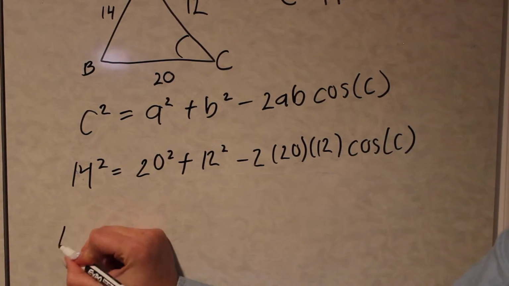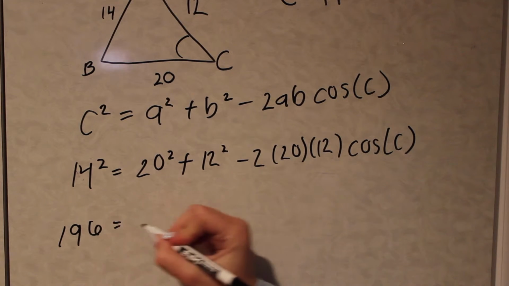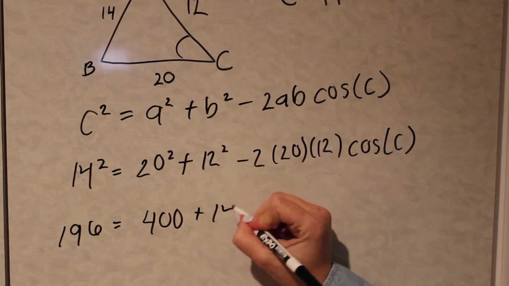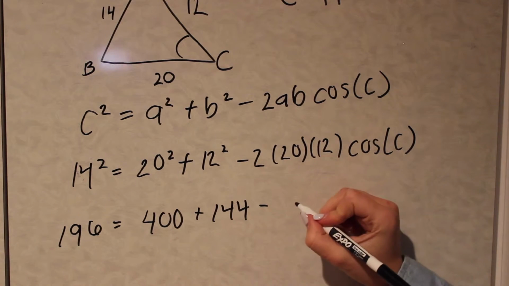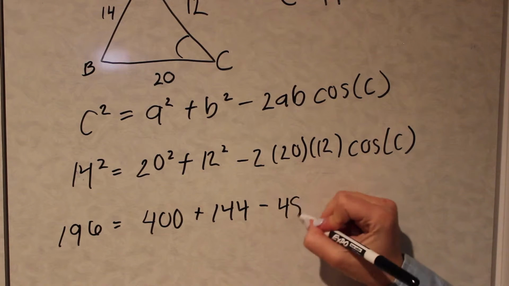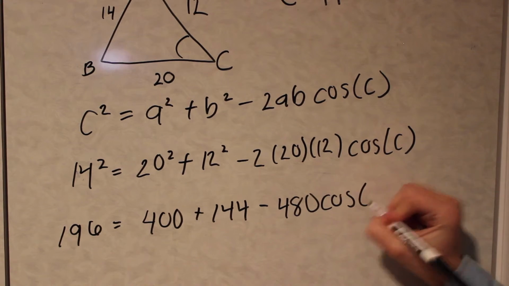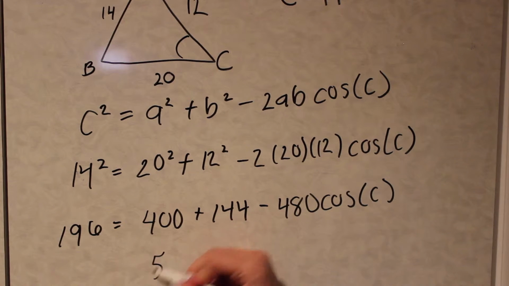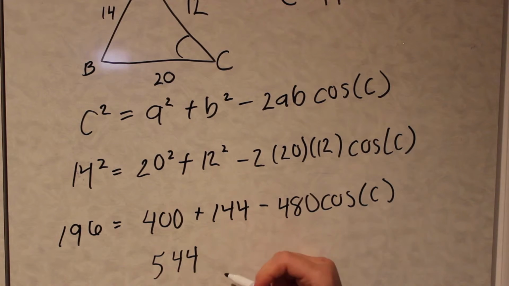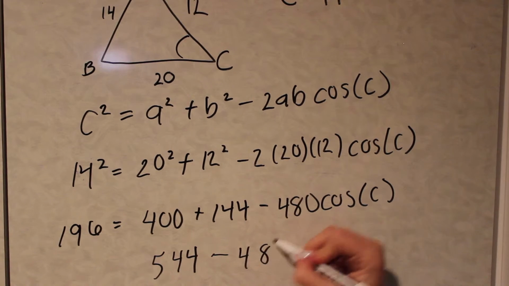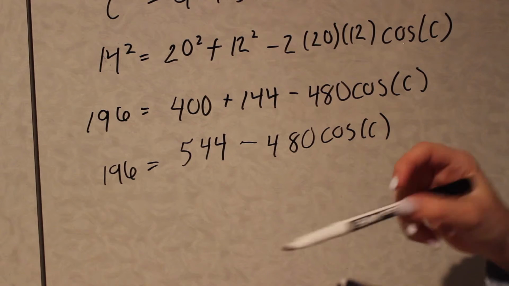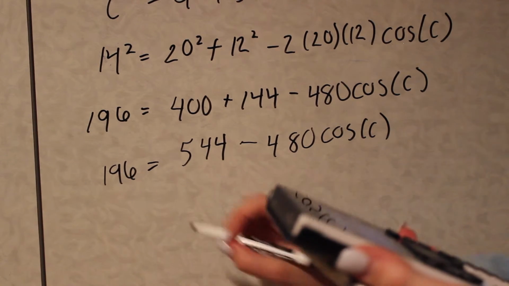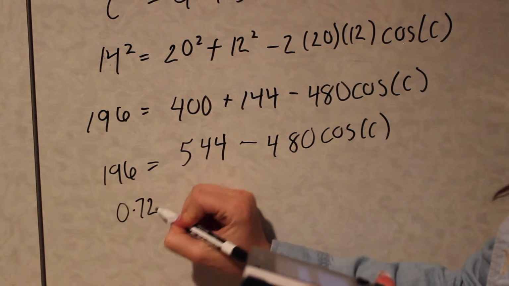So 14 squared is 196. 20 squared is 400, 12 squared is 144, and 2 times 20 times 12 is 480. Next, we're just going to add 400 and 144, which is 544. Next, you subtract 544 from 196 and divide it by negative 480, which gets you 0.725.